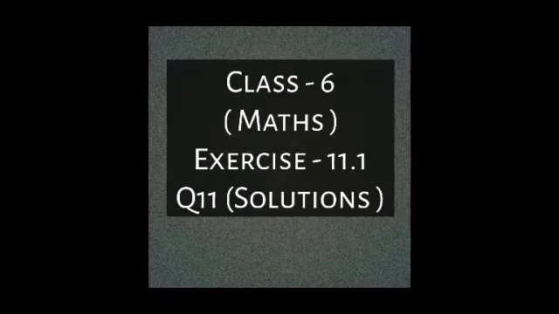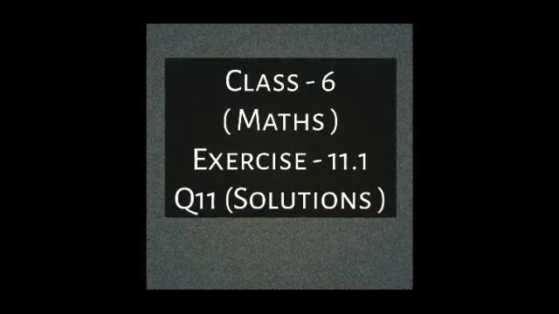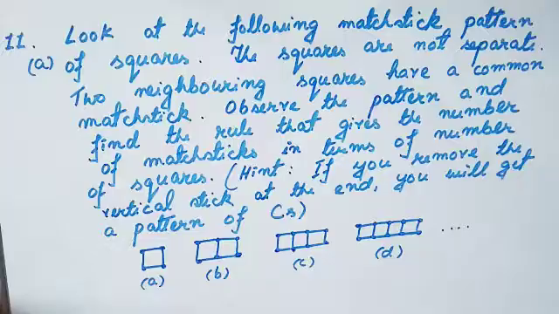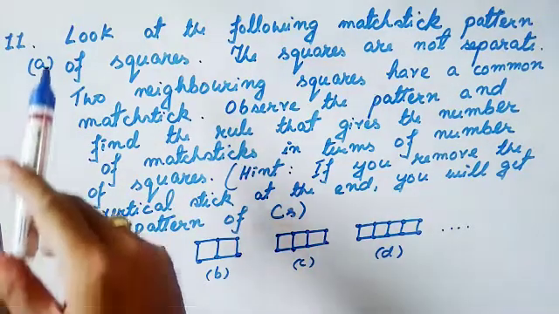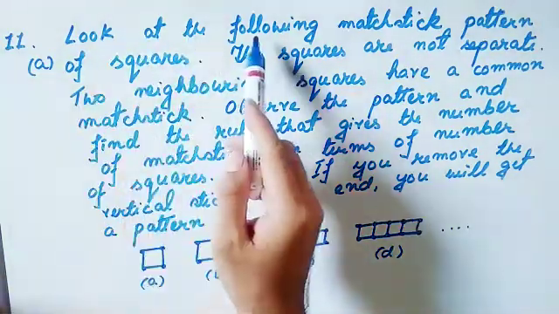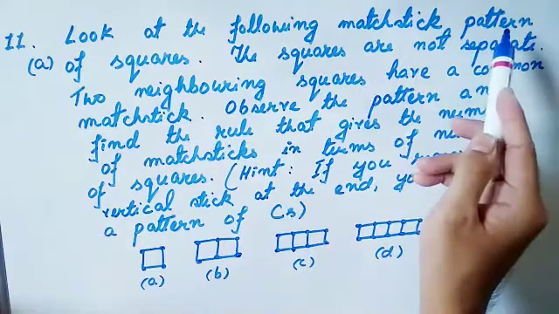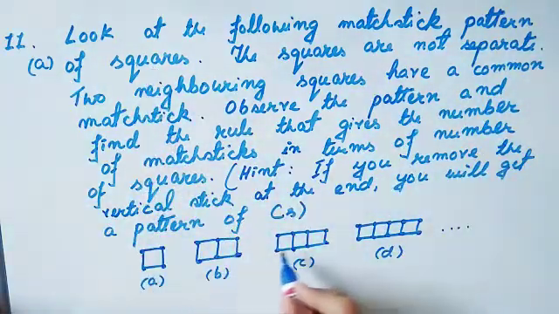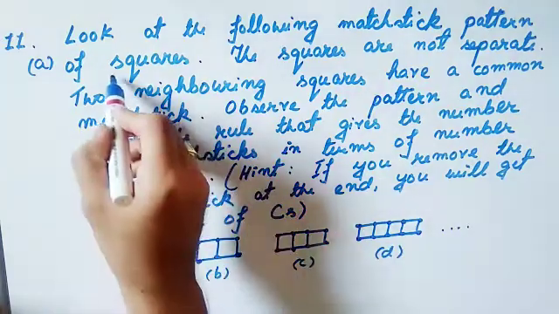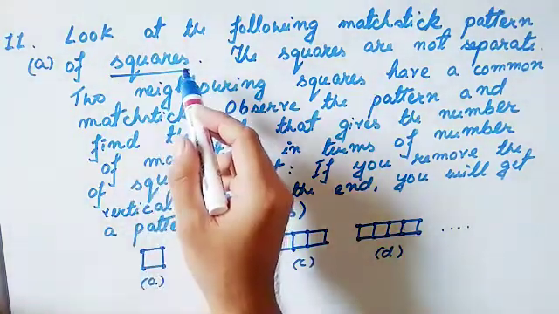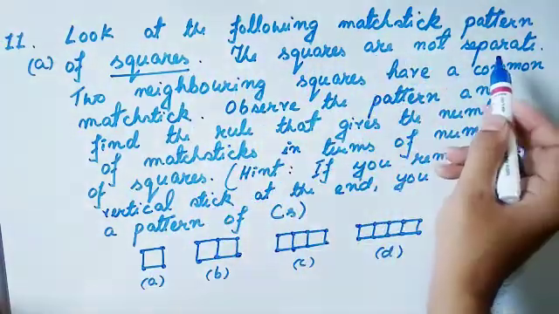This is BJ Tutor, and in this video let us try to solve question number 11. So students, let us read our question number 11, and it says, look at the following mastic pattern of squares. So they have given us a mastic pattern of square shape. Okay, and the question further says the squares are not separate.